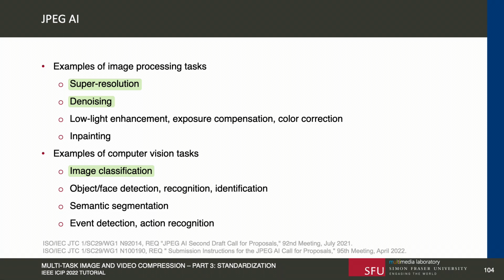The examples of image processing tasks considered within JPEG AI were super resolution, denoising, low light enhancement, exposure compensation, inpainting, and so on. And for the computer vision tasks, things like image classification, object or face detection, segmentation, and so on. What's highlighted in green are the tasks that were listed in the JPEG AI call for proposal as optional tasks. So the default task, input reconstruction, was mandatory, whereas these other tasks were encouraged but not really mandatory at the call for proposal stage.